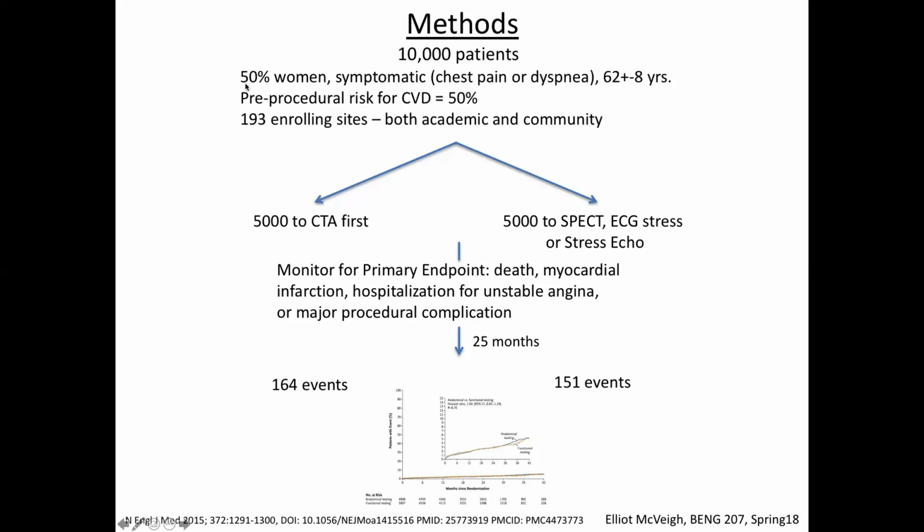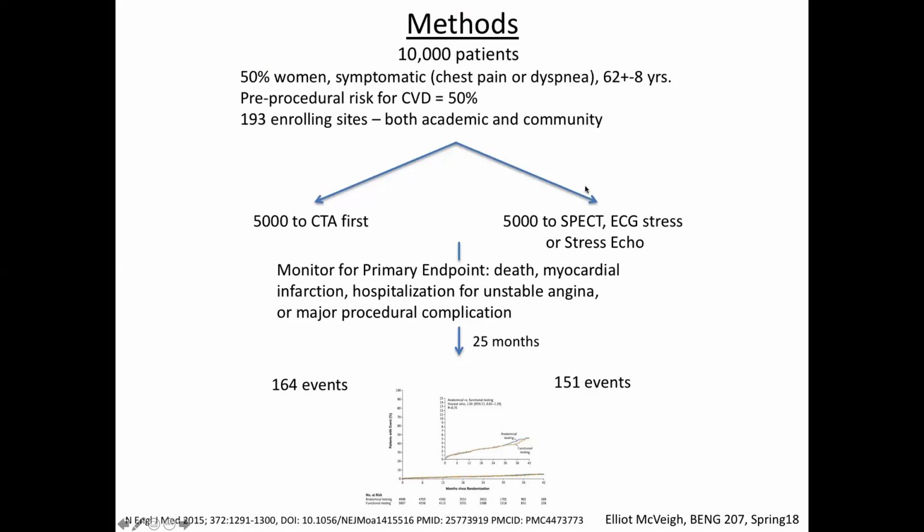Huge number of sites, 193 sites. So this is what you would call a real-world test. It's hard to control the quality over 193 sites, but you can answer a question like, if everybody did this, how would it go? Just the management of 193 sites is pretty tricky, because each site read their own cases. Some sites better than others.